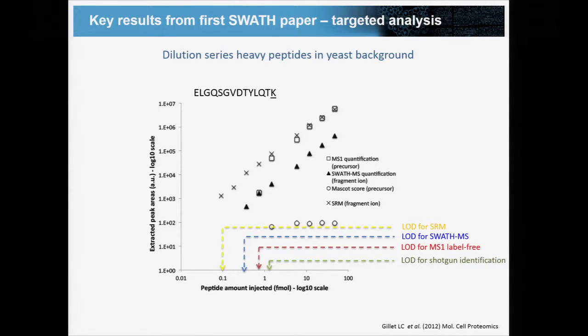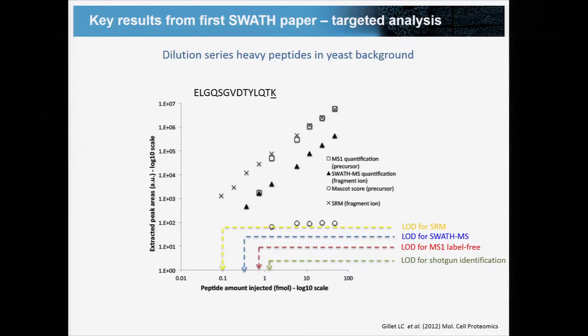And this was an experiment that was done at the time, but I think we have other data sets which broadly agree with this conclusion. The limit of detection for SWATH is somewhere in between SRM and MS1.